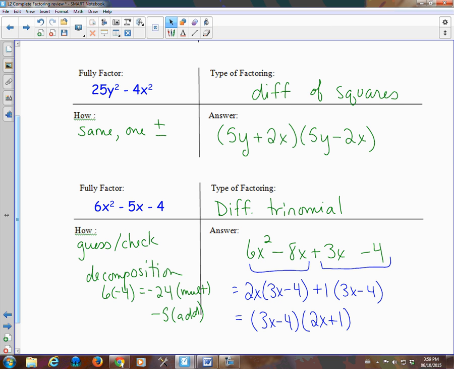I have posted a sheet with a mixture of factoring questions on it with answers. You can try that if you would like some more review.